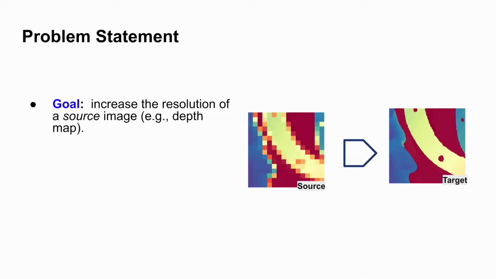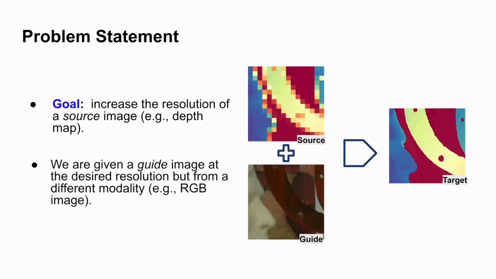Super-resolution is the task of increasing the resolution of a given source image, which can be, for example, a depth map. In the specific case of guided super-resolution, we're also given an additional guide image, which comes at the desired resolution, but from a different modality. For example, a high-resolution RGB image.